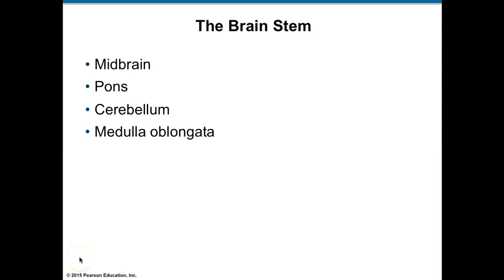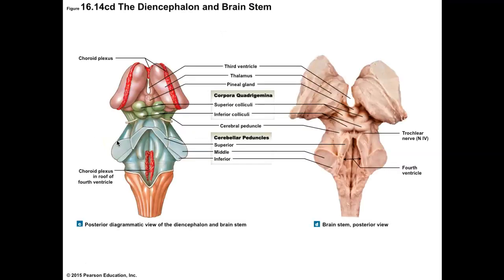So we're going to talk about the brain stem in this section. We're going to begin with the midbrain, letter C, on your outline. You can see that our brain stem contains these four structures. We're going to go through them one at a time. So let's find our midbrain.